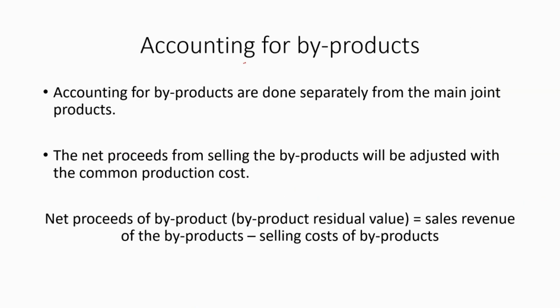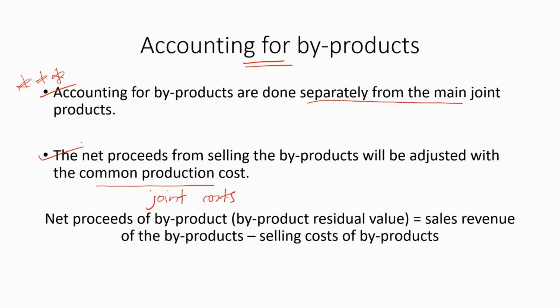Now let's discuss accounting for byproducts. Accounting for byproducts is done separately from the main joint products. This is really important. Accounting for byproducts is done separately from the main products. So do not mix the accounting of byproducts and main products together. Always account for byproducts and main products separately. The net proceeds from selling the byproducts will be adjusted with the common production cost, which is joint costs.